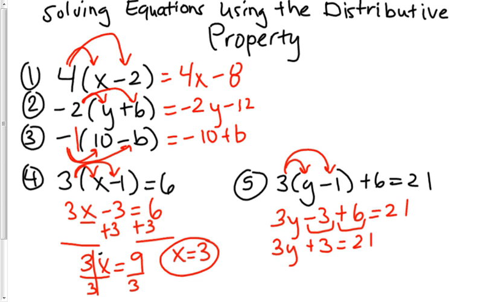And to get y by itself, we got to move this plus 3 to the other side. So the opposite of adding 3, we got to subtract 3 from both sides. So 21 minus 3 is 18. So we have 3y equals 18. And to solve for y, we got to divide both sides by 3. So y is equal to 18 divided by 3, which is equal to 6.